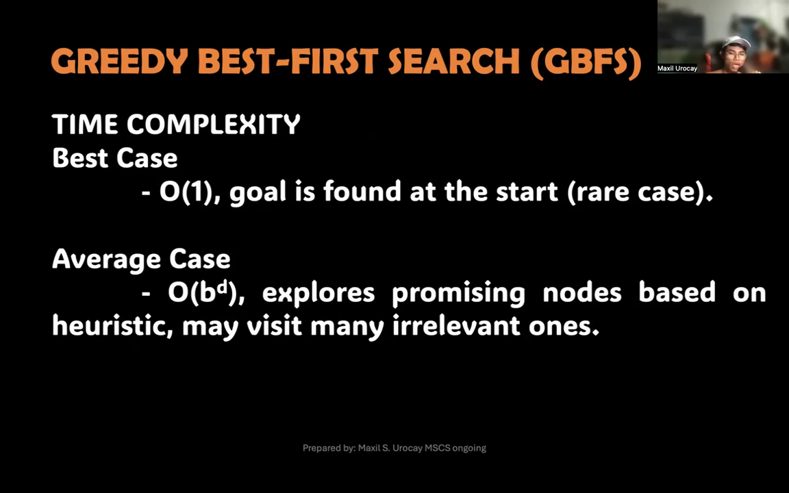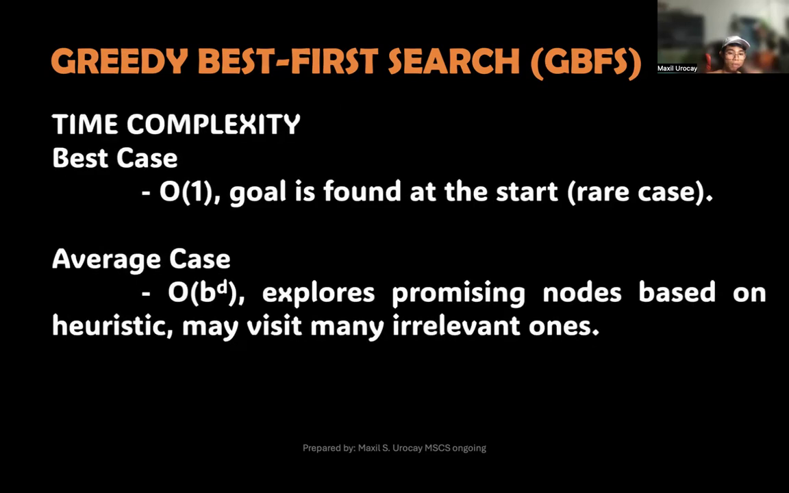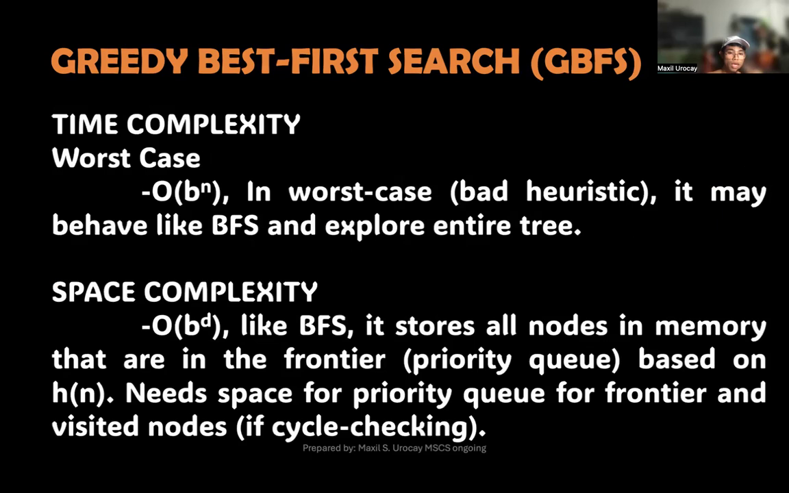The average case will be O(b^d), where b is the branching factor and d is the depth. It explores clumsily and basically risks visiting many irrelevant nodes, searching a lot of irrelevant adjacency. The worst case is still O(b^m), where it may behave like breadth first search and explore the entire tree, exhausting everything step by step.